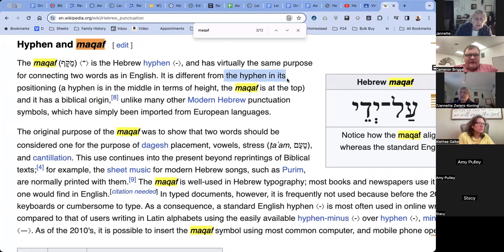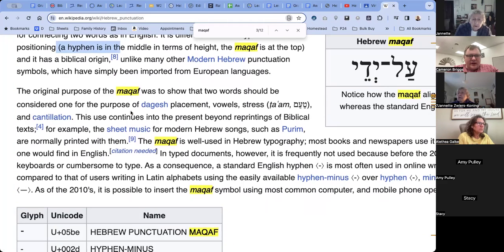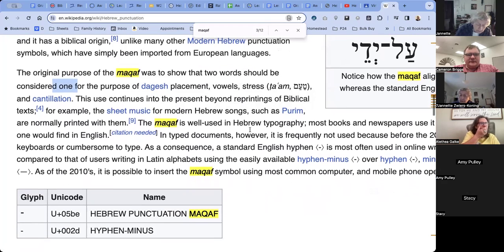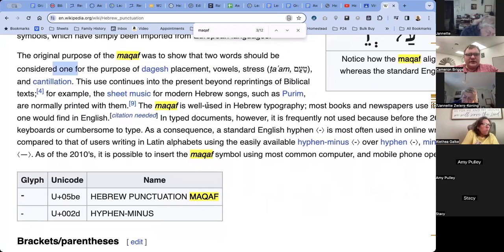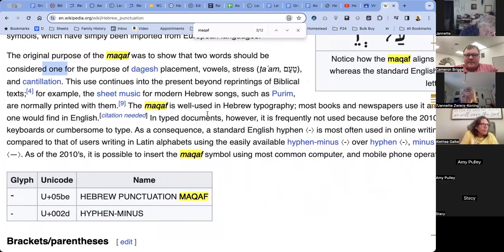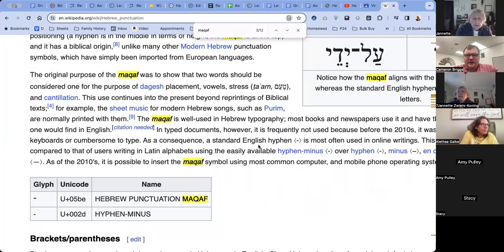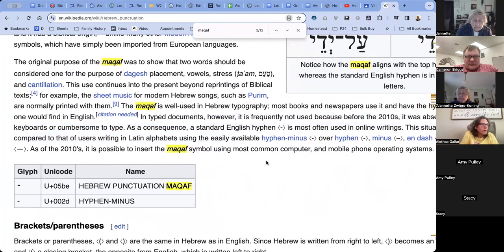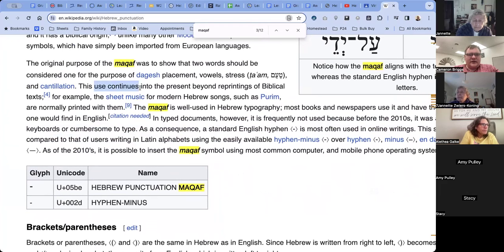It's different from the hyphen in its positioning, and the original purpose of the makaf was to show that two words should be considered one for the purpose of dagesh placement, vowels or stress or cantillation. This use continues into the present beyond reprintings of biblical texts, for example, in sheet music. So yeah, it's still in use today.